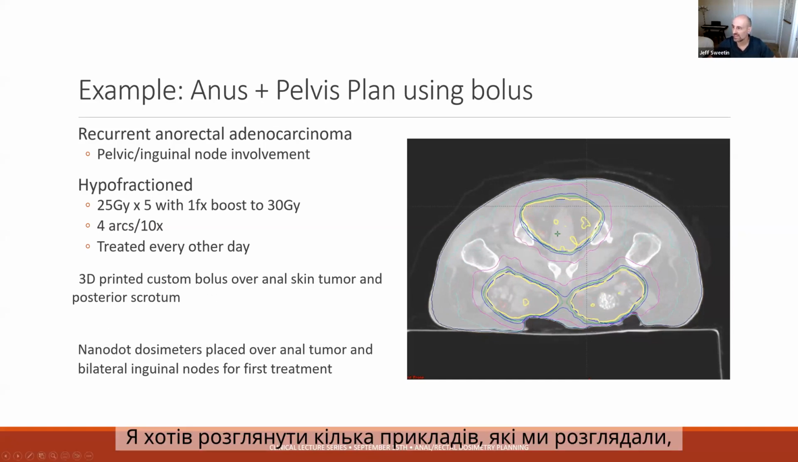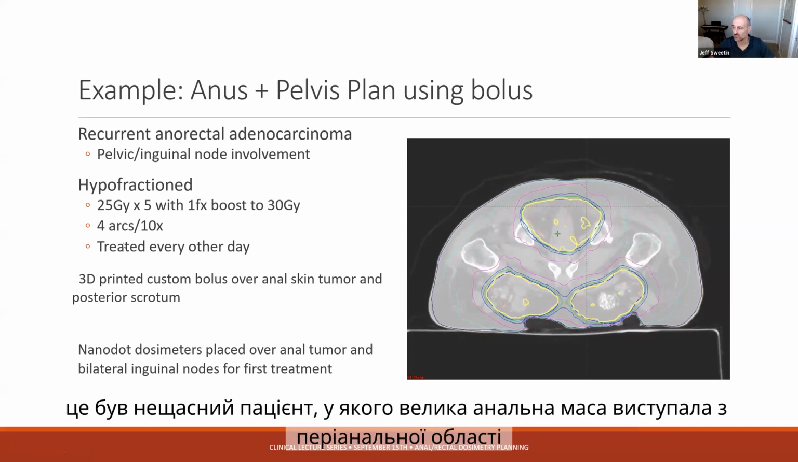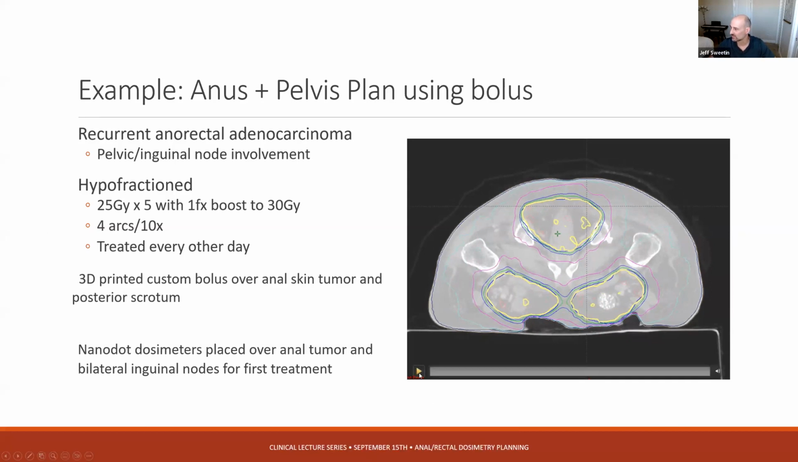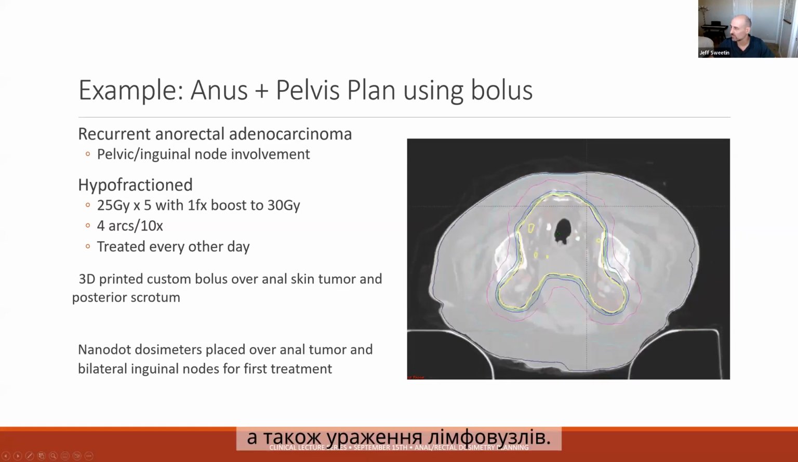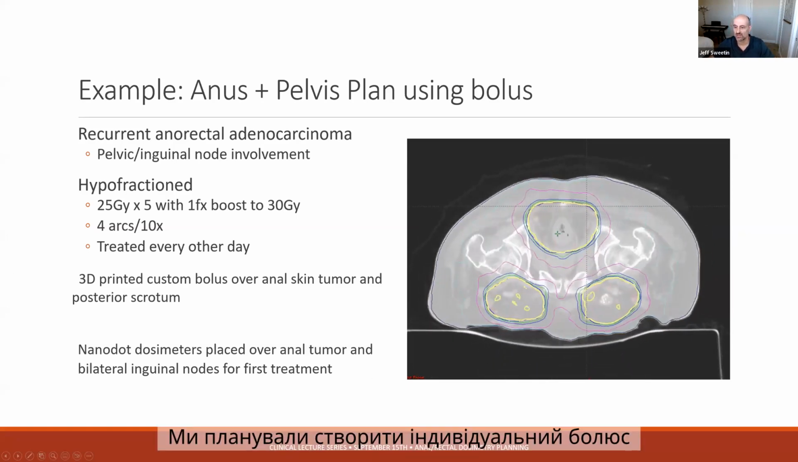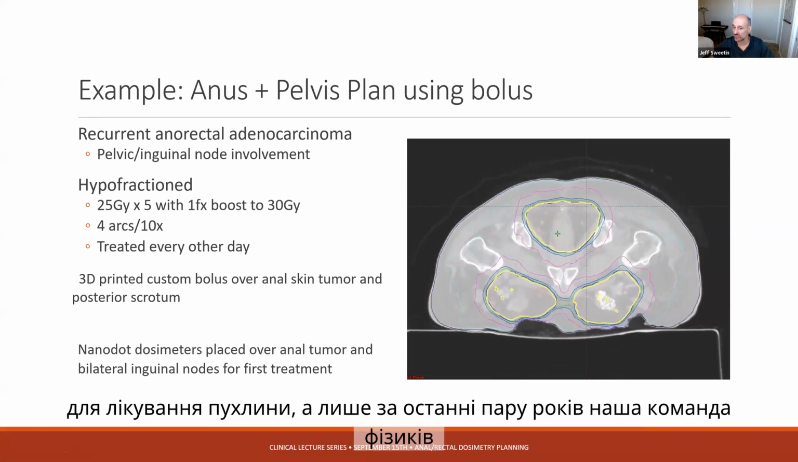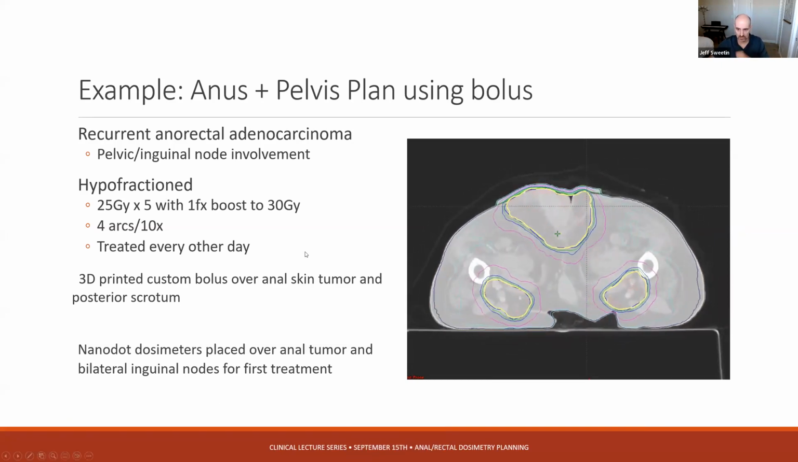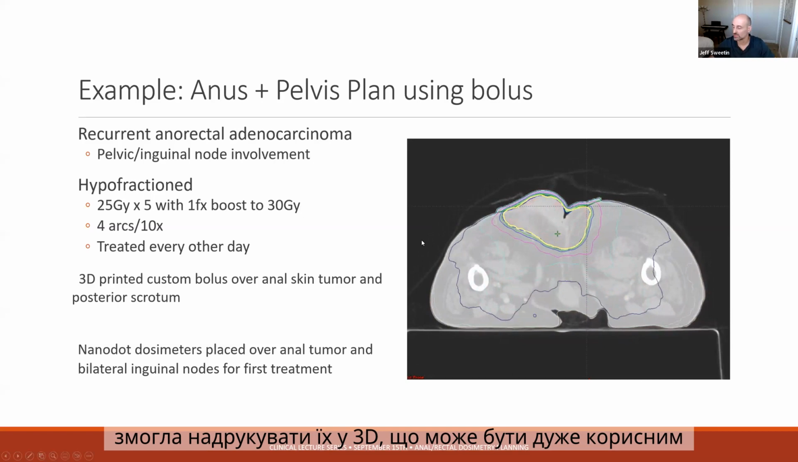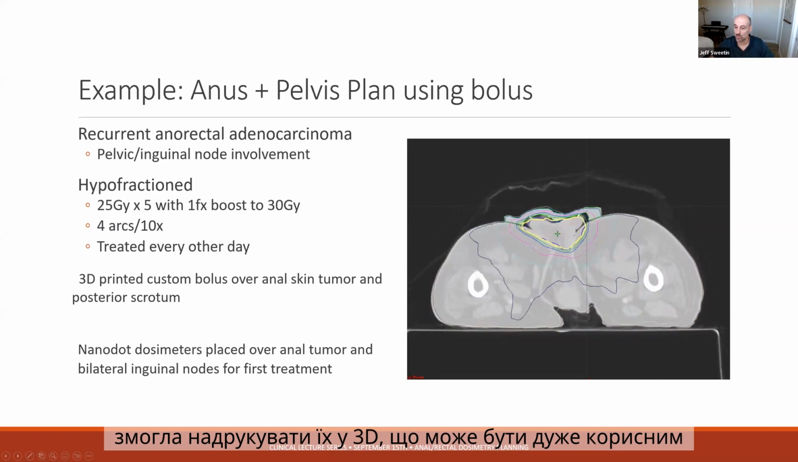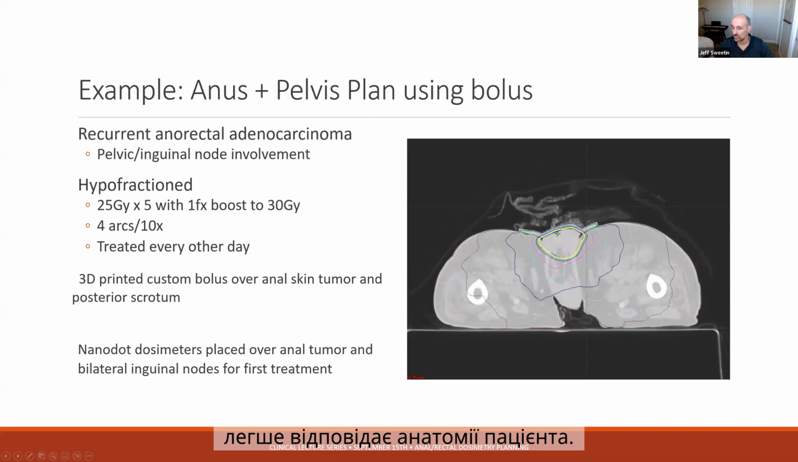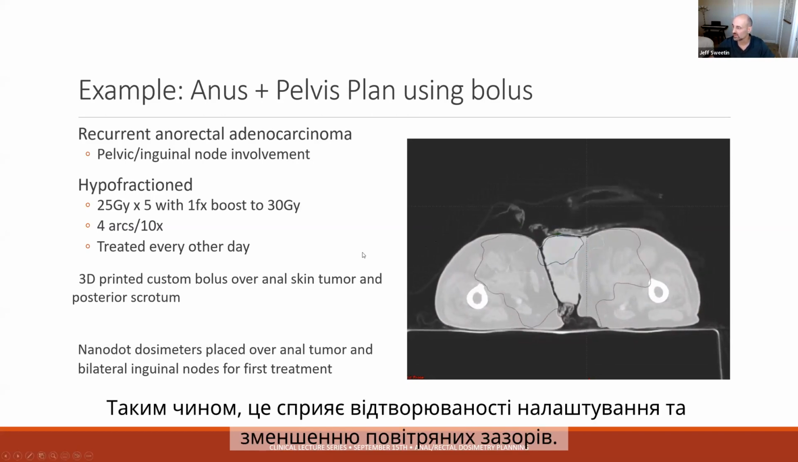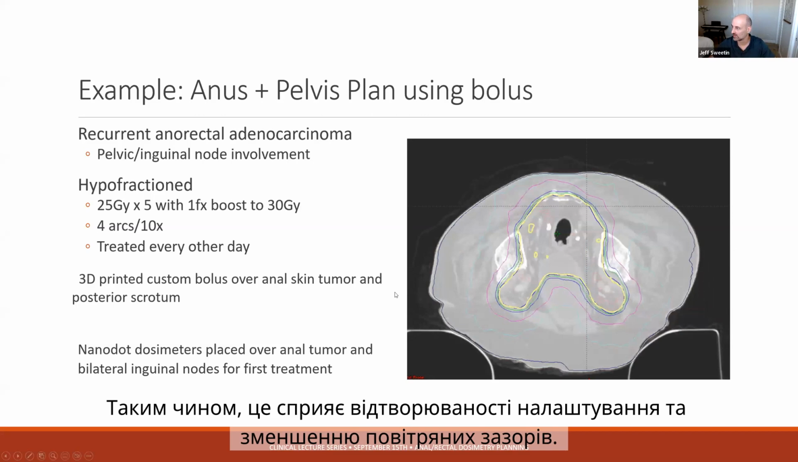Finally, I wanted to go through a couple of cases of examples that we've treated. This was an unfortunate patient that had a large anal mass protruding from the perianal region, as well as lymph node involvement. The planner designed a half cm custom bolus to go over the tumor. And just in the last couple of years, our physics team has been able to 3D print these, which can be very useful. So more easily conforms to the patient anatomy, so therefore helps with setup reproducibility and reducing air gaps.